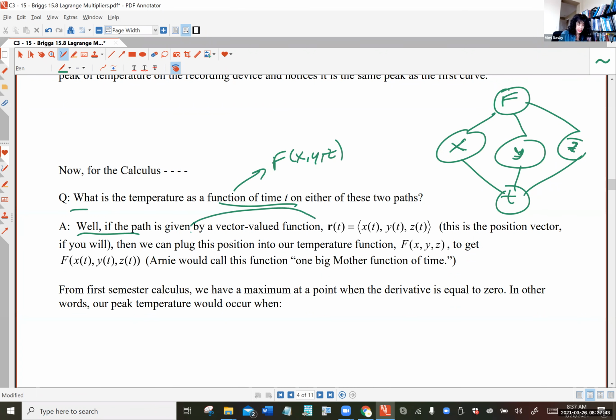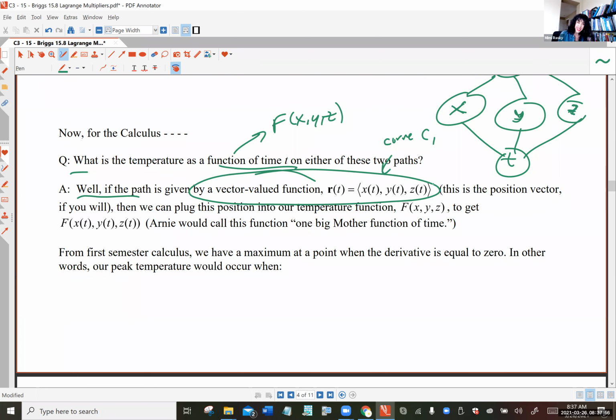So part of the answer is here is the r of t, x of t, y of t, z of t. This could represent one of the curves. Let's say it represents curve C1 or curve C2. It doesn't even matter. That's your position vector. Plug that into your temperature function. So now you'll have f evaluated at x of t, y of t, z of t, which Arnie used to call the big mother function of time. So once again, if we just look at this, here's this specific time. Here's our temperature.